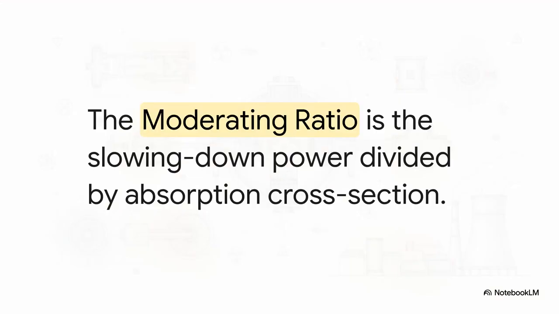Right. So you calculate the slowing down power by multiplying those first two collision factors together. But the ultimate test of any material is what's called its moderating ratio, or MR. You simply divide the slowing down power by that pesky absorption cross-section. The higher this MR number is, the more efficiently your reactor is going to perform. It's a delicate balancing act for sure.